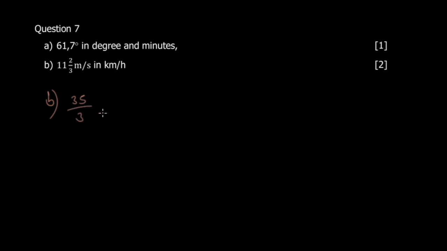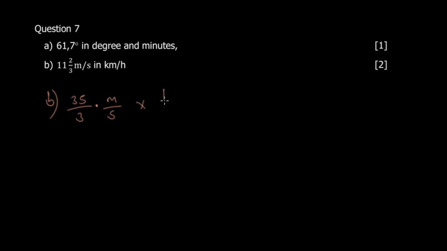So we have 35 over 3, and whenever you're dealing with units, I advise you to write them in the form of a fraction. Now you want to change from meters per second to kilometers per hour. So we need to find ways to introduce kilometers while at the same time cancelling meters and seconds. These are called conversion factors.